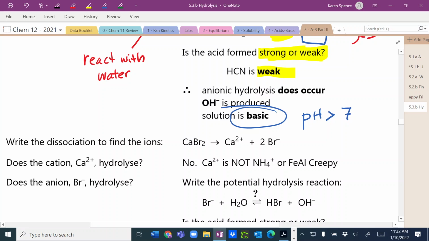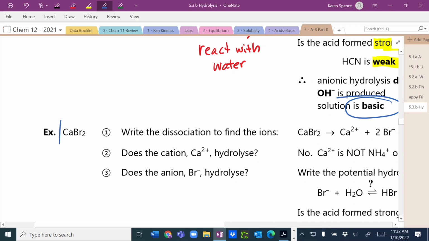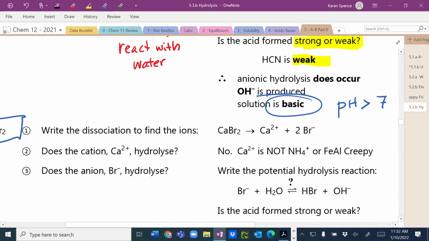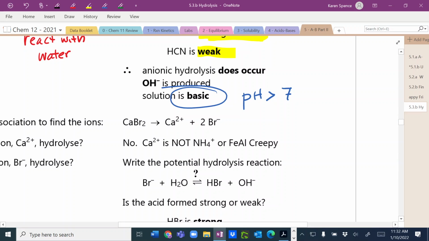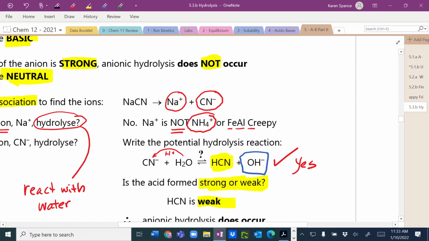Write the dissociation of the ions. So now we're looking at calcium bromide. Calcium, does calcium hydrolyze? Try to do it without looking. Does calcium hydrolyze?